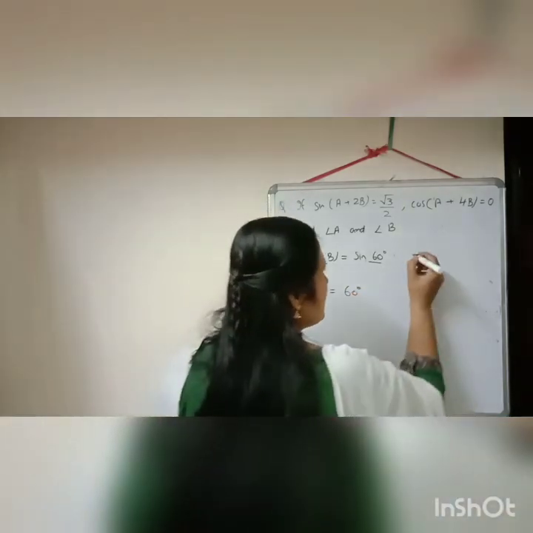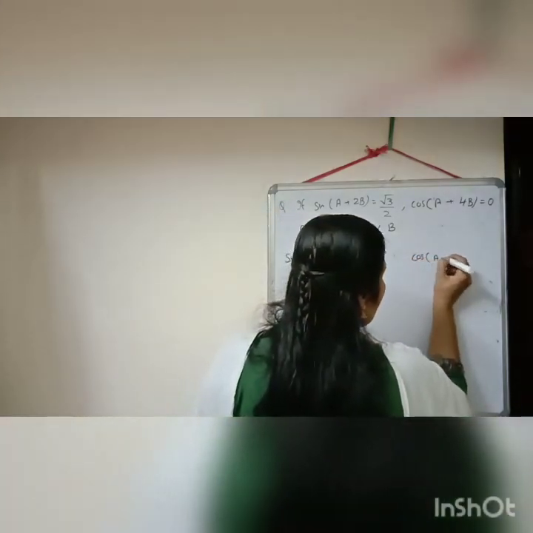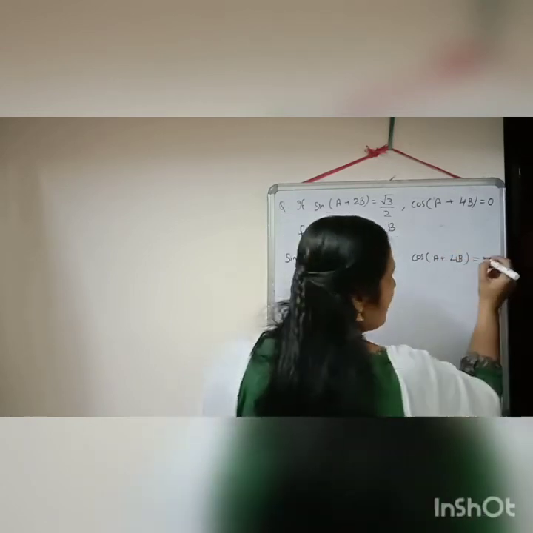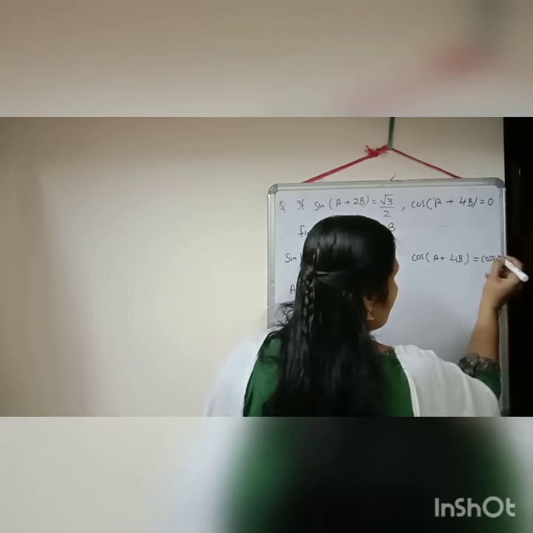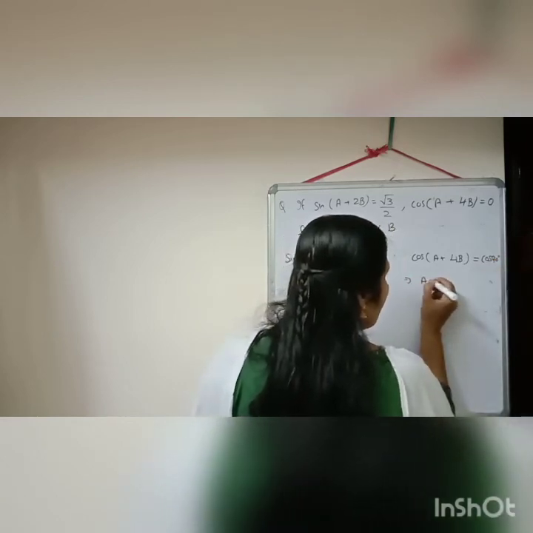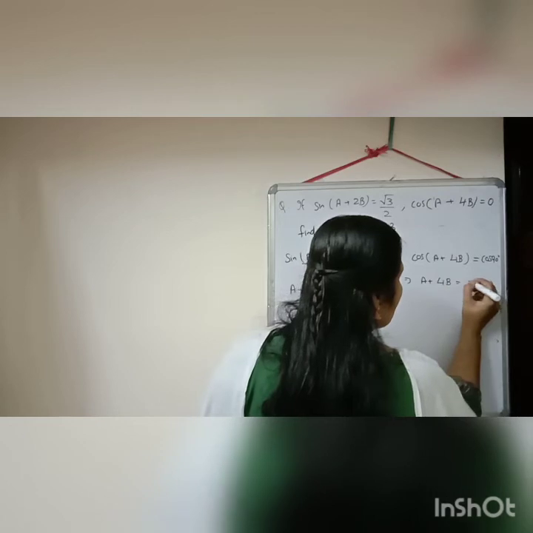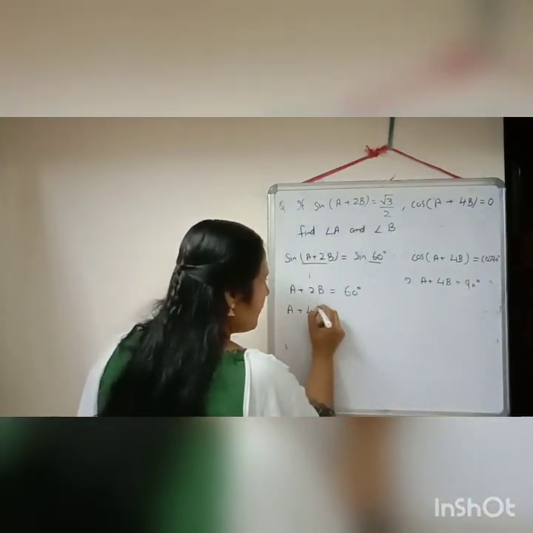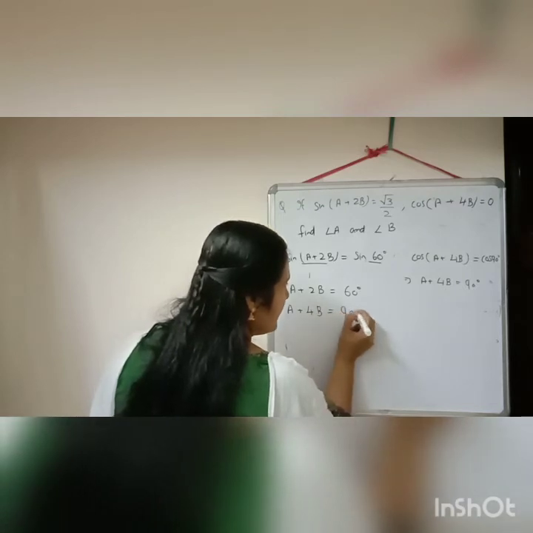Now second equation what we have? Cos(A plus 4B) is equal to 0. When cos gives 0? At 90 degree. So from here we will get A plus 4B is equal to 90 degree. So just write down there A plus 4B is equal to 90 degree.